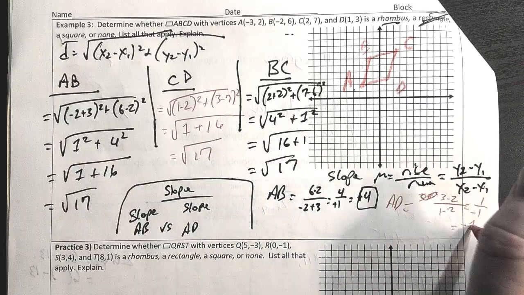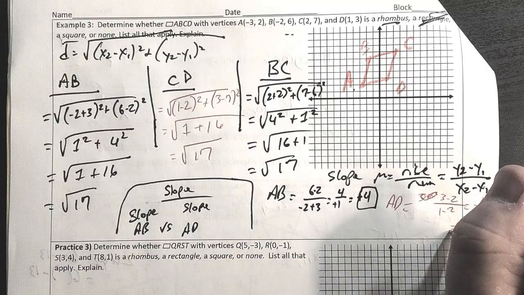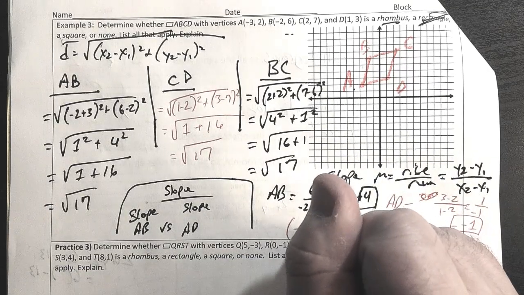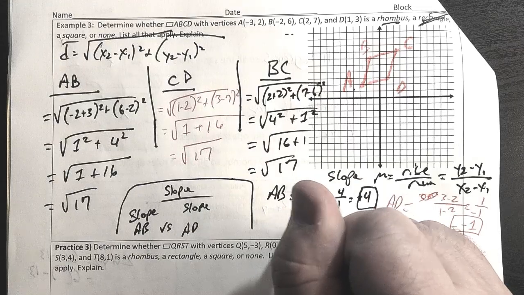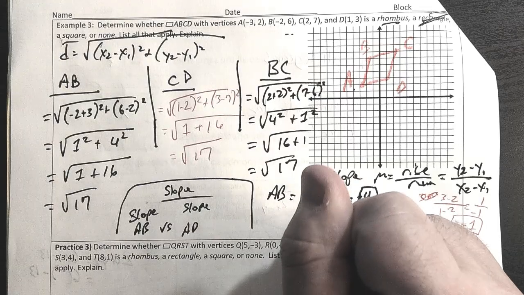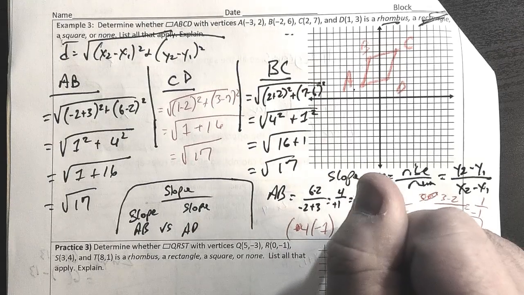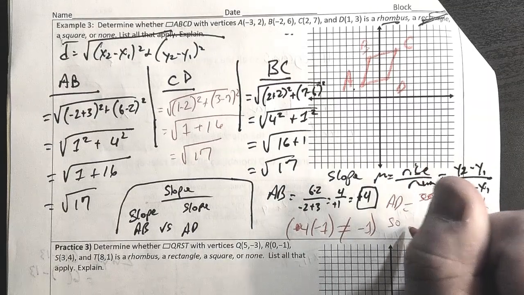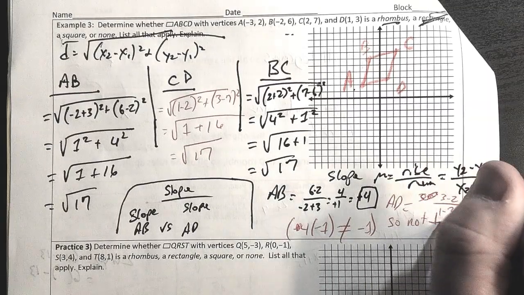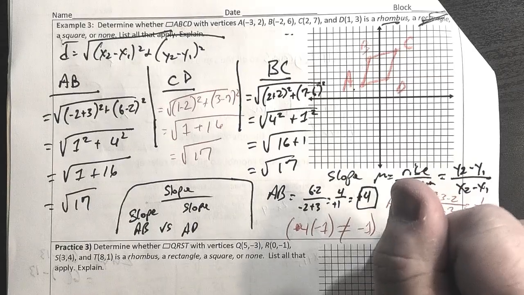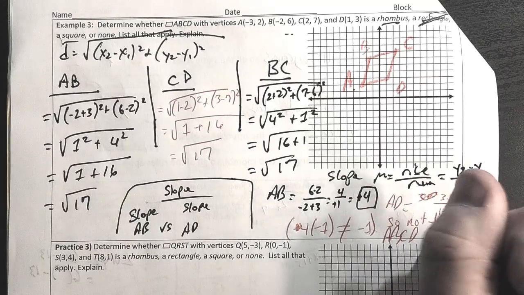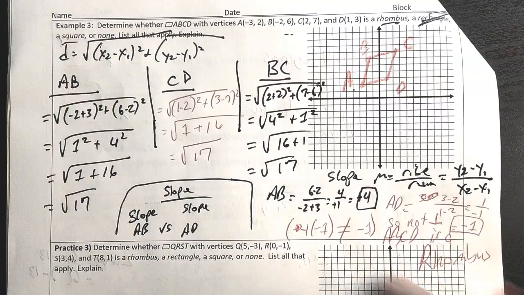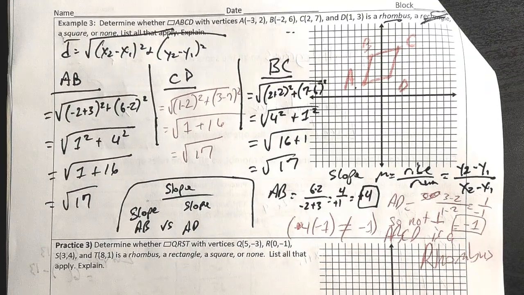Well, +4 times -1 does not equal -1, so not perpendicular, so ABCD is a rhombus. Sorry, I'm getting into that. Don't write in here because you need this.